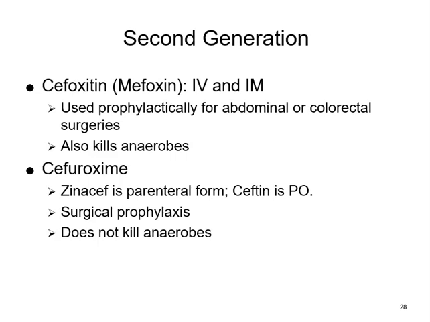So cefoxitin is available IV and intramuscular. So often used before surgeries in the abdominal area. That's because of the anaerobic action, and think about the gut with a lot of anaerobic bacteria. And cefuroxime, usually Ceftin is the by mouth that we may give, and it does not kill the anaerobes.